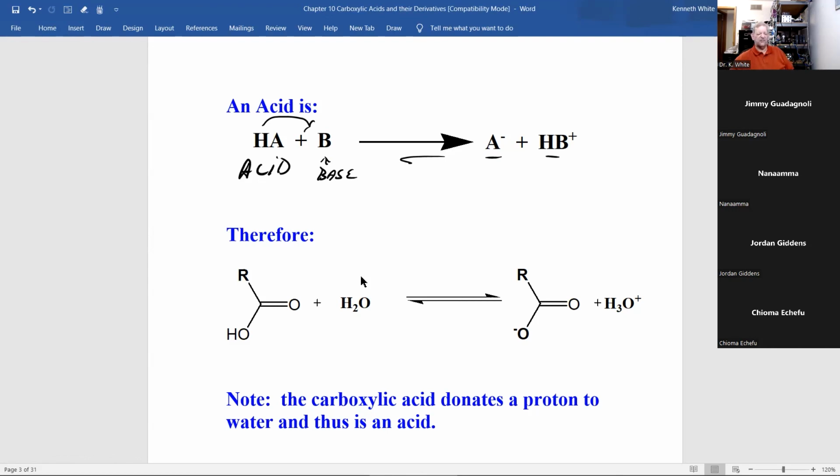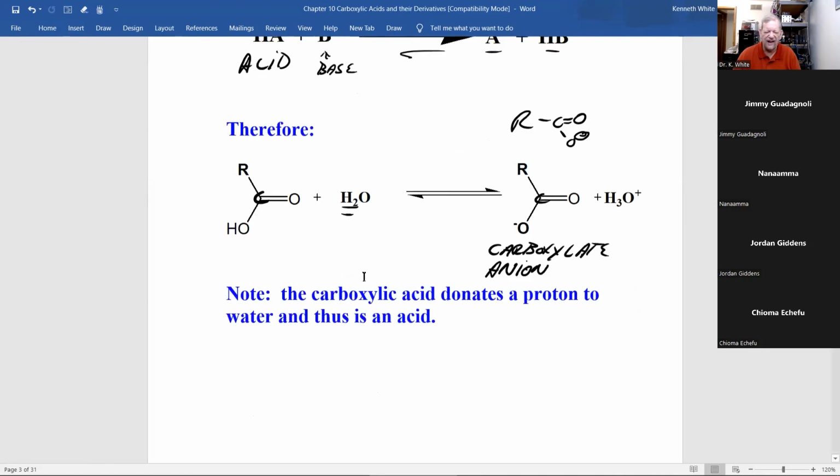Now, here's a carboxylic acid. Water is a weak base, and you get what is called the carboxylate anion. And another way of drawing it, my software doesn't put in the carbon there, is this. And that's the carboxylate anion. And that's because in carboxylic acids, the acidic proton is always the hydrogen on the oxygen.